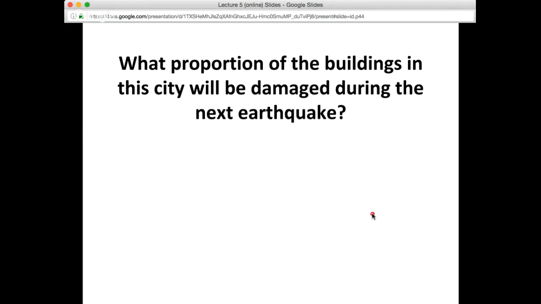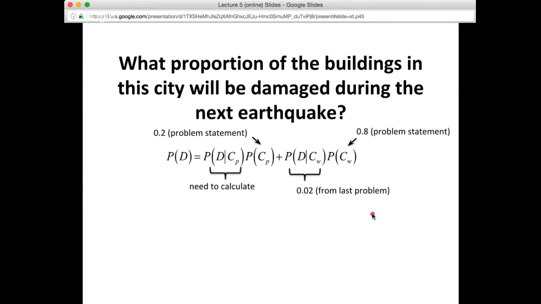Next question is, what proportion of the buildings in this city will be damaged during the next earthquake? And here we basically use the theorem of total probability again, but we apply it to total damage. So we've got two kinds of buildings that can be damaged. We've got poorly constructed buildings that can be damaged, and we have well-constructed buildings that can be damaged.